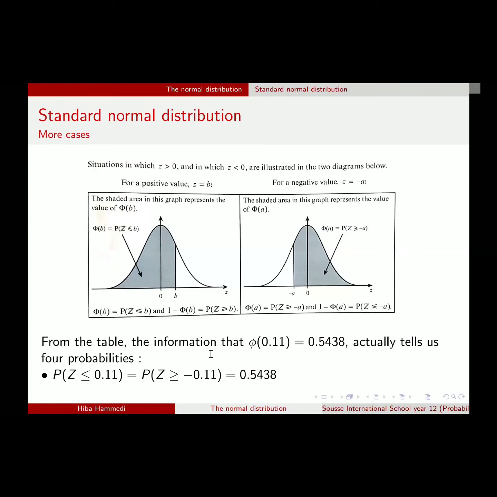And the probability of z is more than 0.11 is equal to the probability of z is less than negative 0.11 because of symmetry, and it's equal to 1 minus the probability of z less than 0.11, which is equal to this one. So the result will be 0.4562. So keep in mind, when you are looking for probability of z more than something, it's always equal to 1 minus the probability of z less than that something.